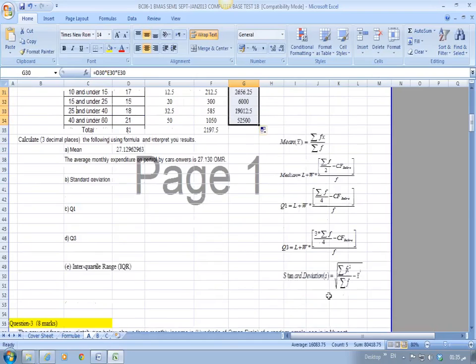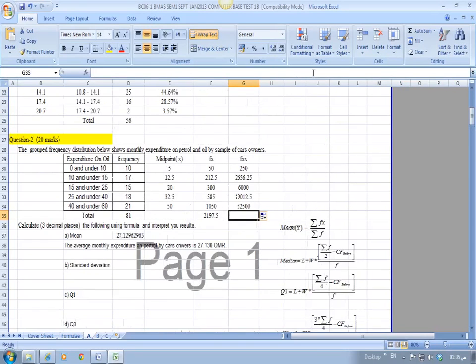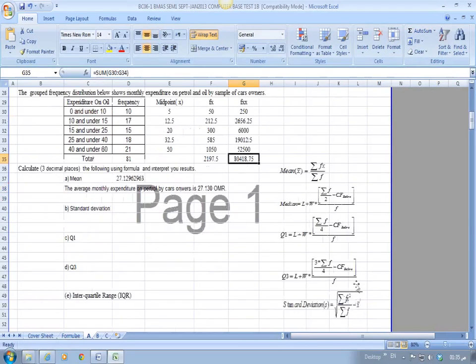So here, if you see, the standard deviation is equal to sigma fx square divided by sigma f. Sigma f we already have, so here we can find the total of sigma fx square. Next is x bar square. X bar is the mean, and the mean is already calculated.